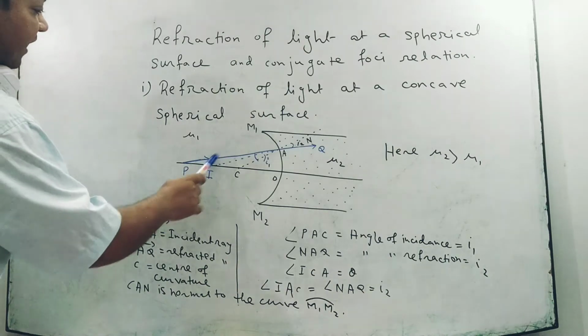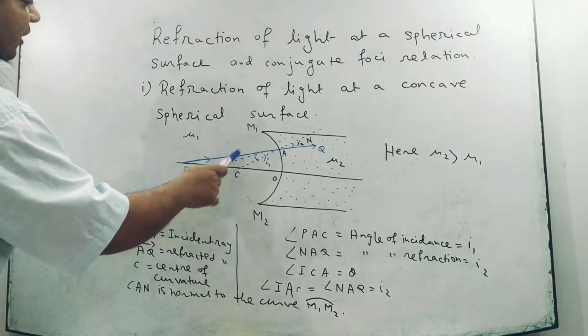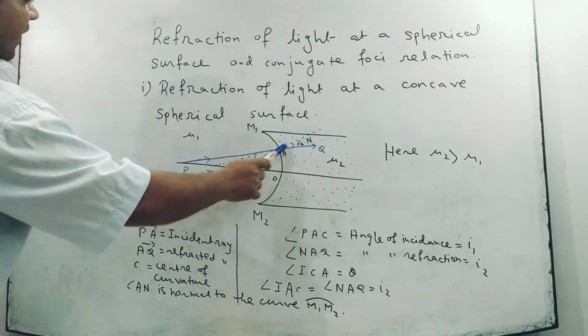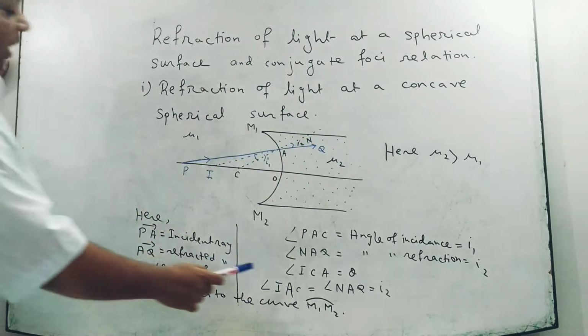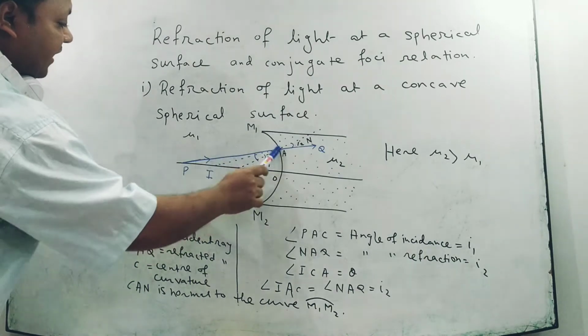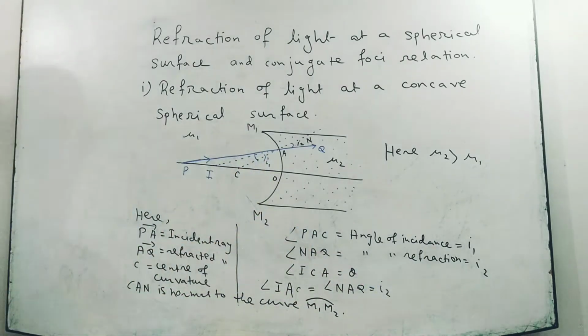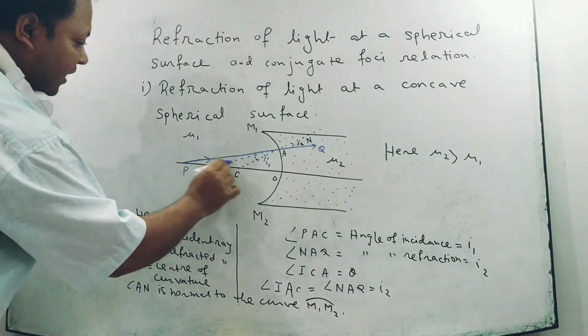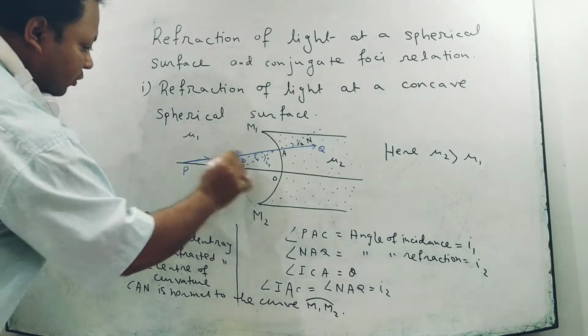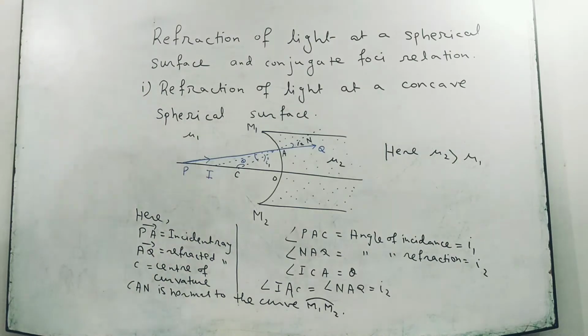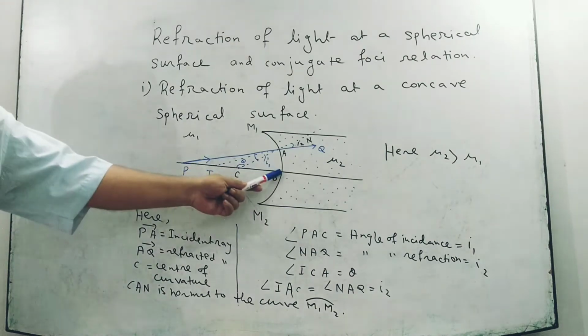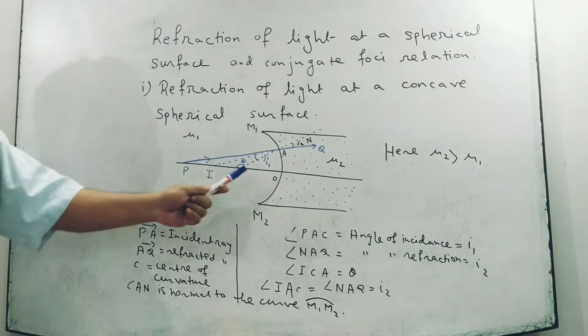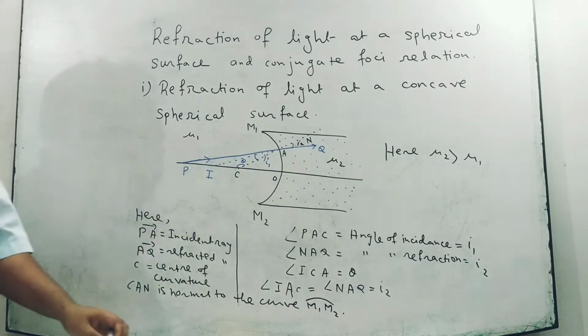Since angle IAC is vertically opposite to angle NAQ, angle IAC is equal to I2. And let angle IAC be equal to theta. Here object distance OP is equal to U and image distance OI is equal to V.